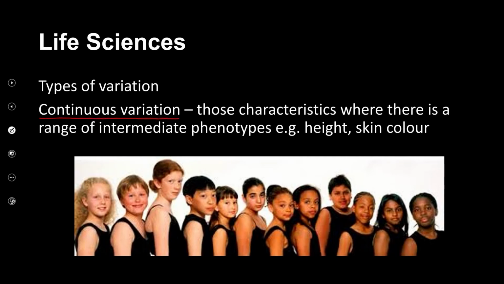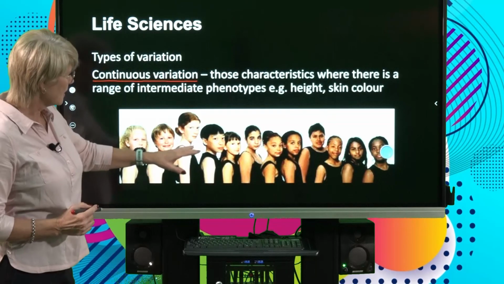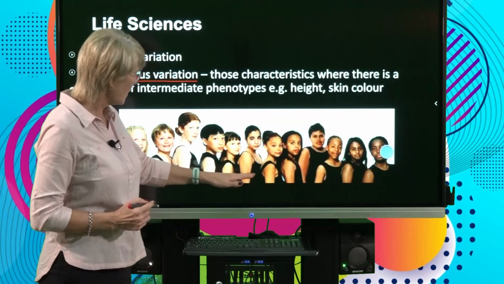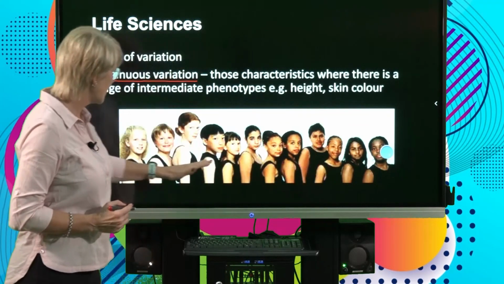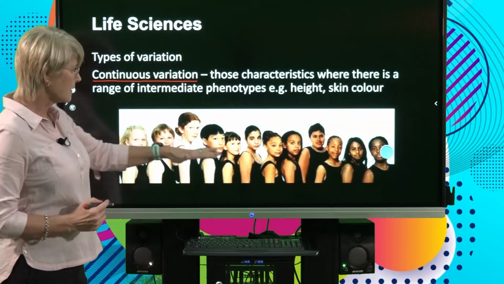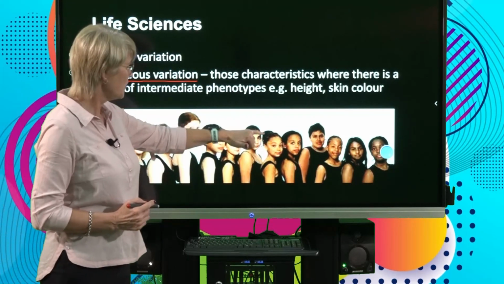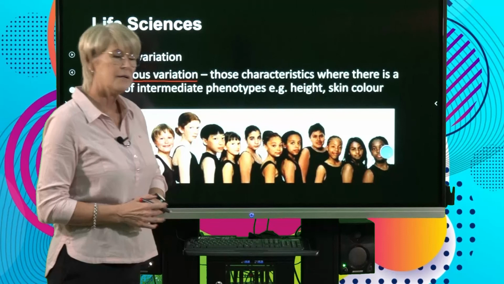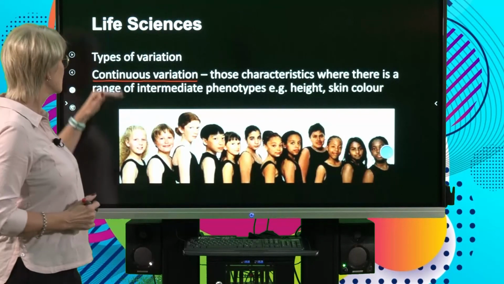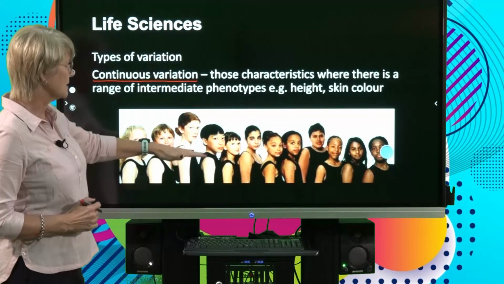Okay, and a very good example of this is, here's a diagram that shows skin color. You can see of all these little girls, they all have various ranges. There's a whole range of skin color, hair color, eye color, even their height. So a very good example of a characteristic that has continuous variation is height.